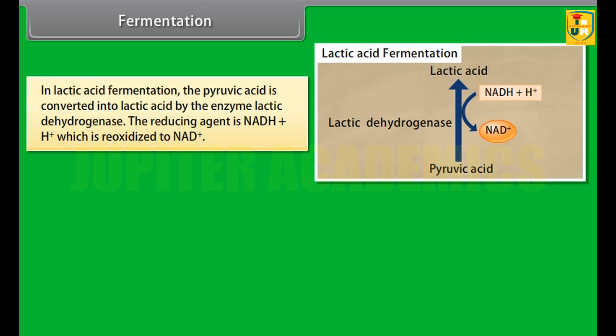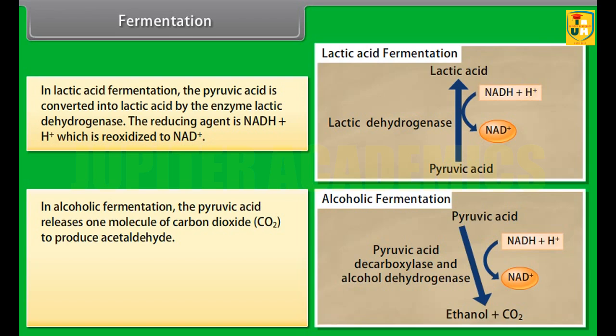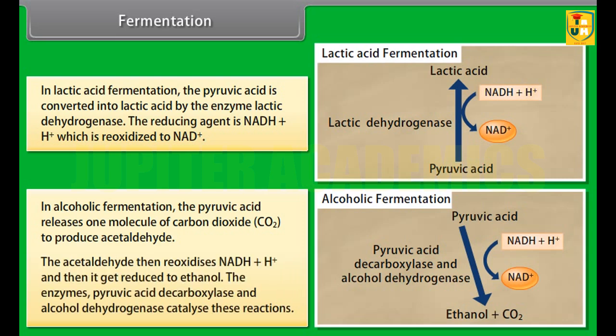The reducing agent is NADH plus H plus which is reoxidized to NAD+. In alcoholic fermentation, the pyruvic acid releases one molecule of carbon dioxide to produce acetaldehyde. The acetaldehyde then reoxidizes NADH plus H plus, and then it gets reduced to ethanol. The enzymes pyruvic acid decarboxylase and alcohol dehydrogenase catalyze these reactions.